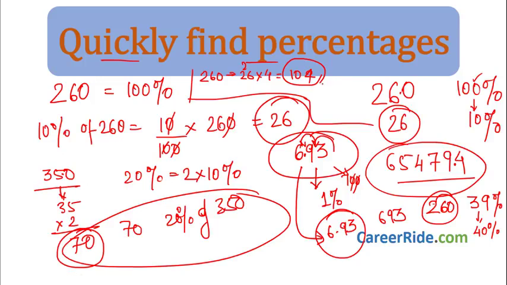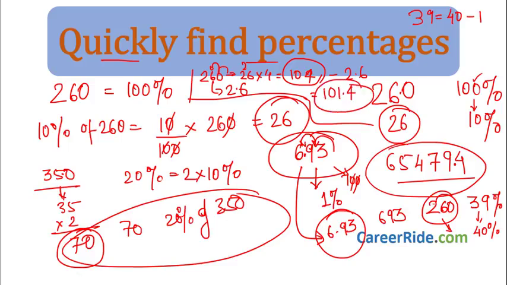Now what do we want? We want 39%. What is 39%? 39% is nothing but 40% minus 1%. Now what is 1% of 260? 1% of 260 is 2.6, because we put in two decimal places. So 104 minus 2.6, that would be 101.4.